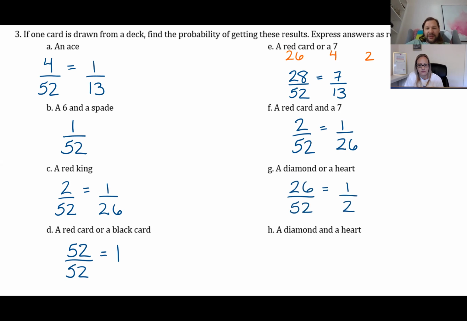And then a diamond or a heart, well, that's essentially the same as a red card, right? There are 26 red cards. Or you can look at this as there are 13 diamonds and there are 13 hearts. So you add those together and you get 26 over 52, or 1/2 for the probability of picking a diamond or a heart.